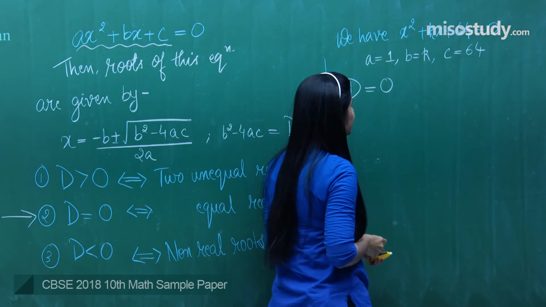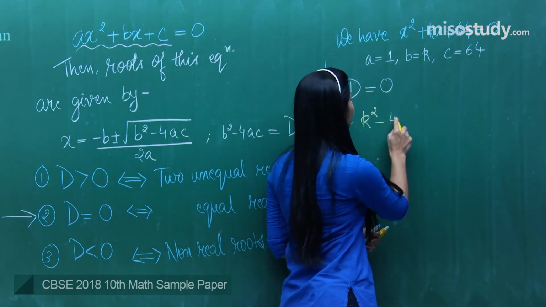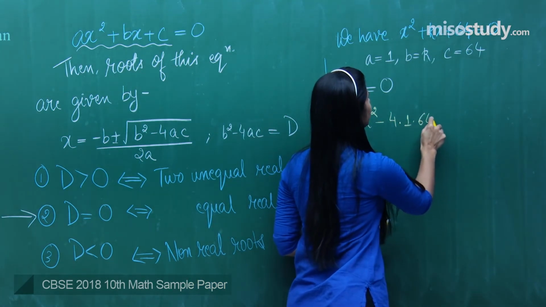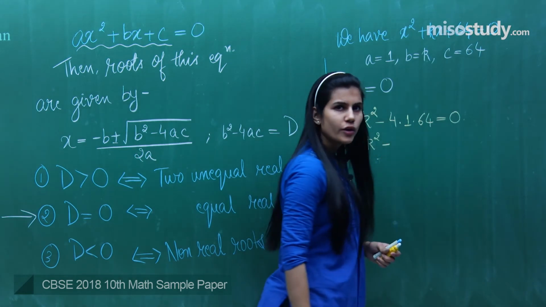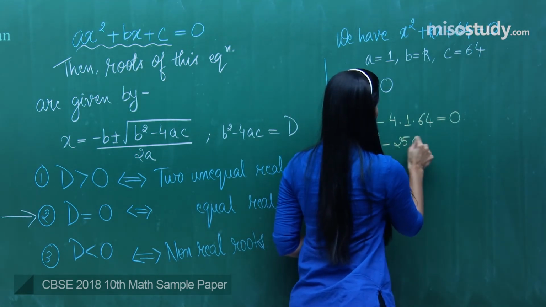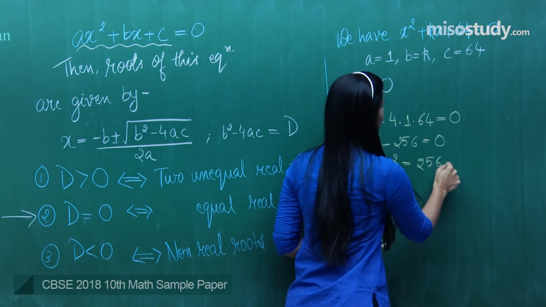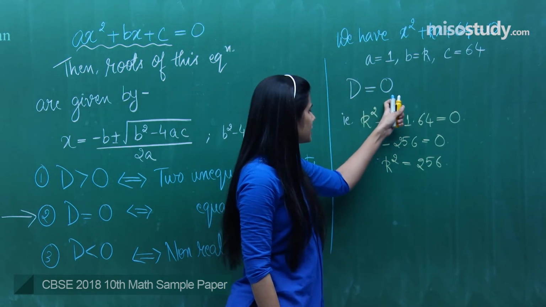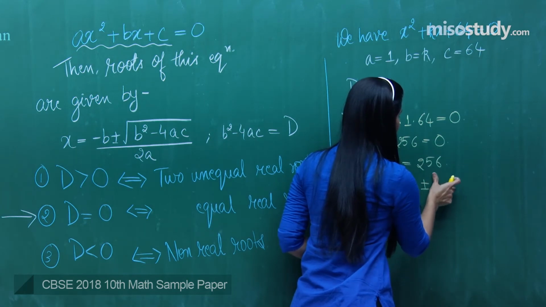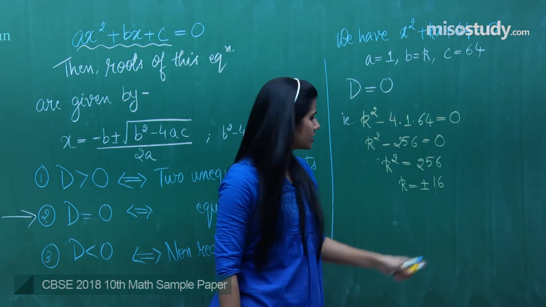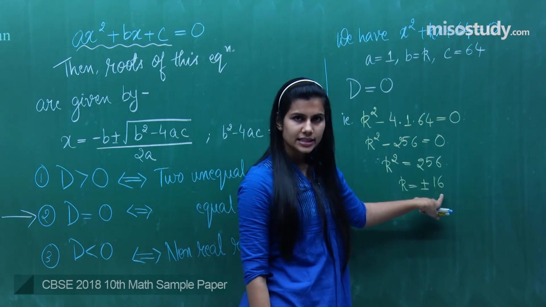That is b square, which means k square minus 4 into A into C should be 0, which means k square minus, what is 4 into 64? 256. So k square should be 256. Now, just from this fact I have observed that k square should be 256, that means k should be plus minus 16, because 16 square is 256. So when you take under root both sides, you get k equals plus minus 16.